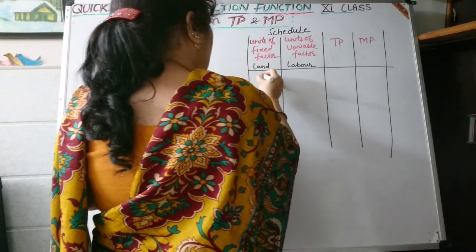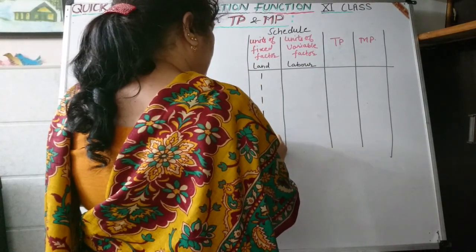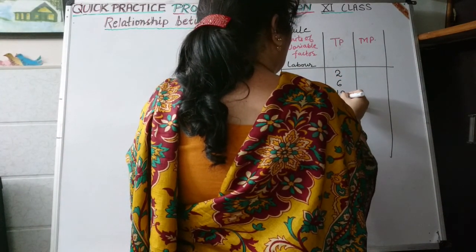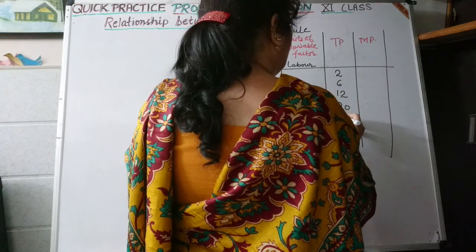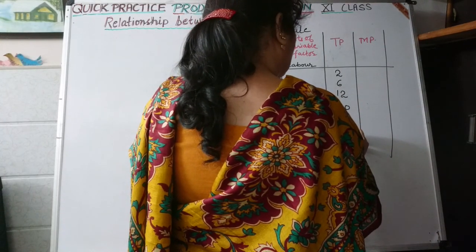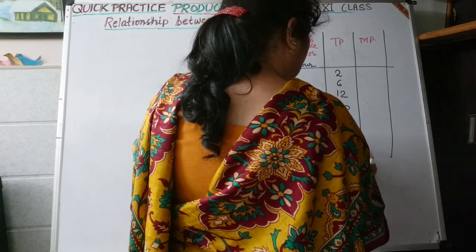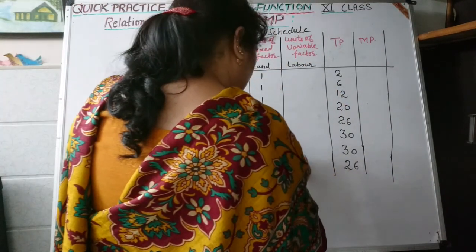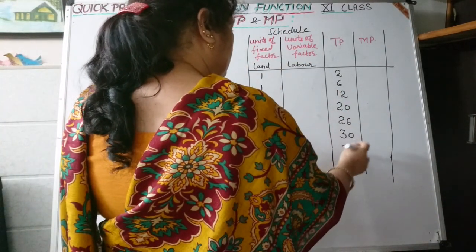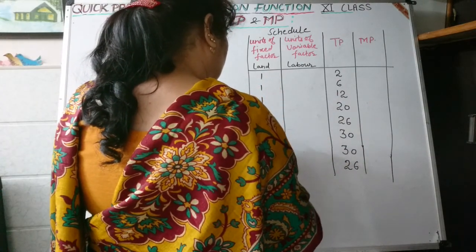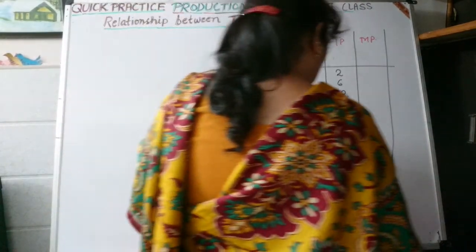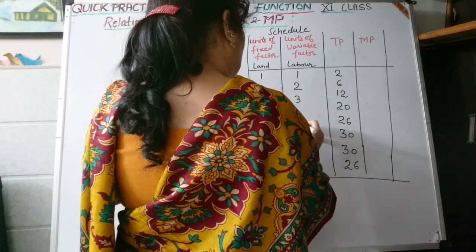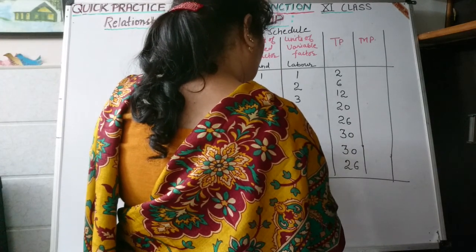Total production: 2, 6, 12, 20, 26, 30, 30, 26. So 8 units of output are there. Units of labor 1, 2, 3, 4, 5, 6, 7, 8.